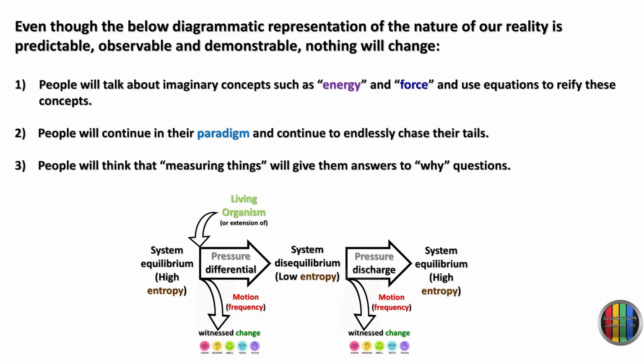Even though the below diagrammatic representation of the nature of our reality is predictable, observable and demonstrable, nothing will change. 1. People will talk about imaginary concepts such as energy and force and use equations to reify these concepts. 2. People will continue in their paradigm and continue to endlessly chase their tails. 3. People will think that measuring things will give them answers to why questions.